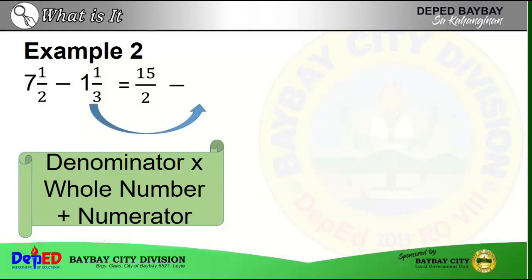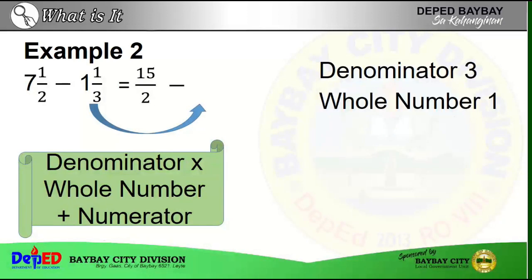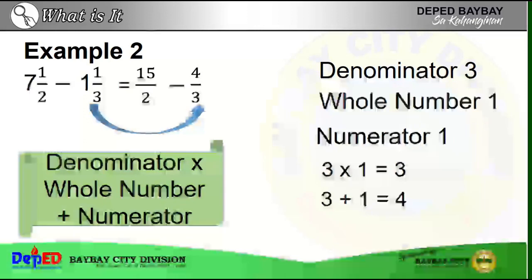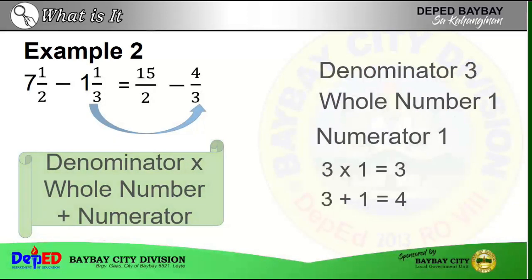Minus, for 1 and 1/3, our denominator is 3. Whole number is 1 and our numerator is 1. So 3 times the whole number 1 is equal to 3. Then 3 plus our numerator 1 is equal to 4. Then it will become 4 over our denominator 3. Take note that the denominator will be retained.